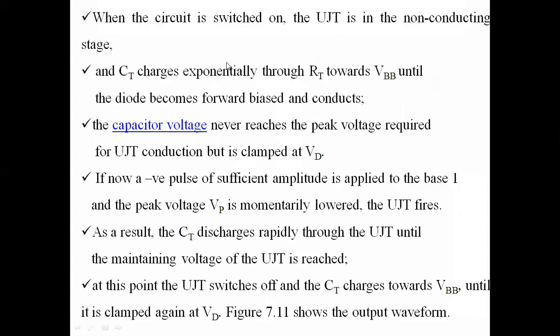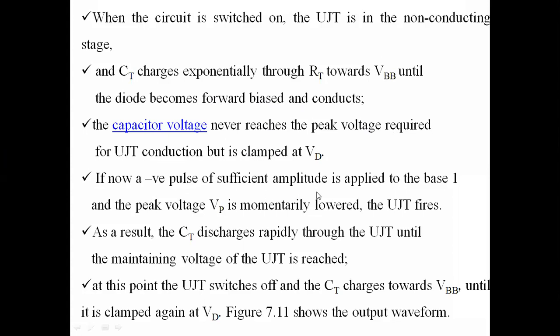The same explanation is given here. When the circuit is switched on, the UJT is in the non-conducting state. At that time, the capacitor charges exponentially through R1 towards VBB. But the diode becomes forward biased and conducts, so the capacitor voltage never reaches the peak voltage required for UJT conduction, but is clamped at VD.